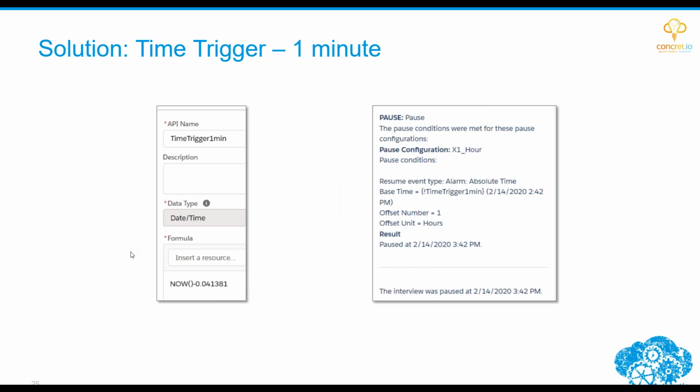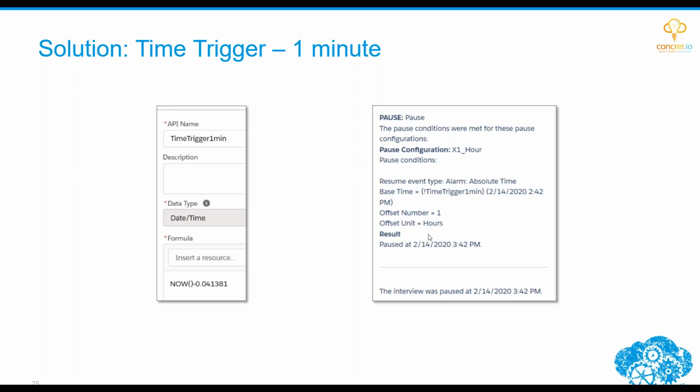Our solution was to add a formula resource into our flow. This formula resource we named Time Trigger 1 minute. And it has the formula of now, which is a Salesforce standard formula, minus this kind of random looking number here. Several years ago, I had another client project where I needed something to happen with a very short pause as well. So I sat there and manually, through trial and error, figured out what the value should be in the minus numerical value here. And what this does is give you about 59 minutes and 30 seconds ago.